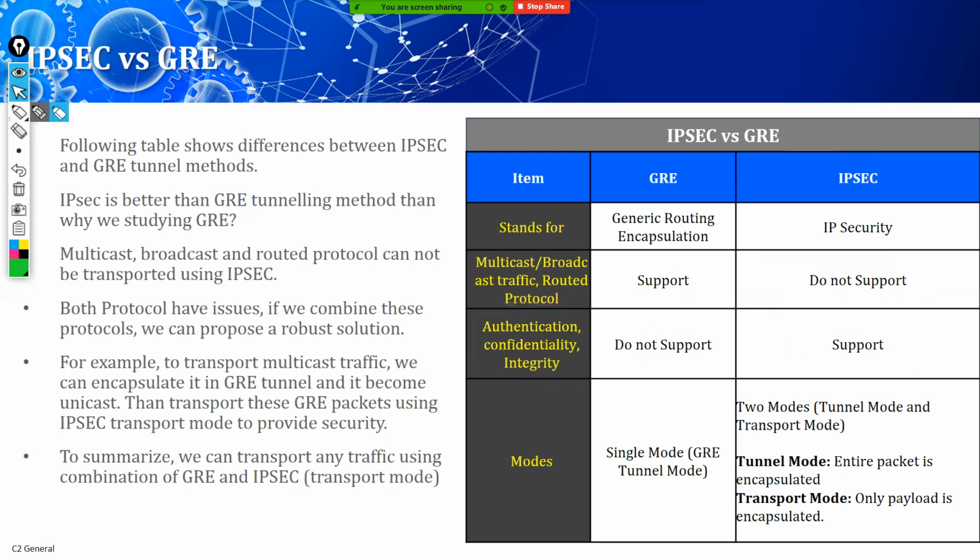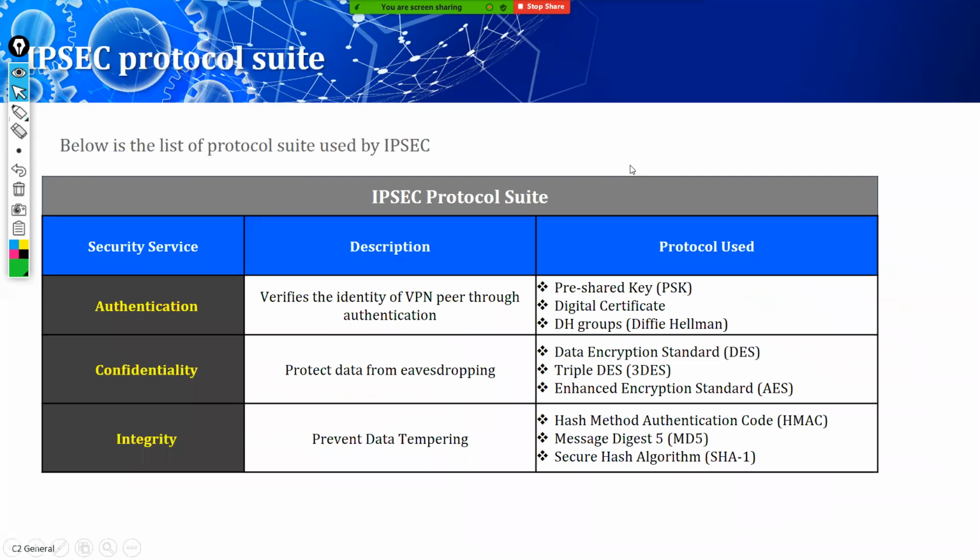Let's see the different protocols that we will be using in IPSEC. As we mentioned earlier, CIA: confidentiality, integrity, and authentication. In IPSEC, these are the three protocols that it supports. Authentication means that when the session is being established, we send a passcode to the far end, and the far end enters a passcode as well. So basically it supports a pre-shared key kind of protocol.